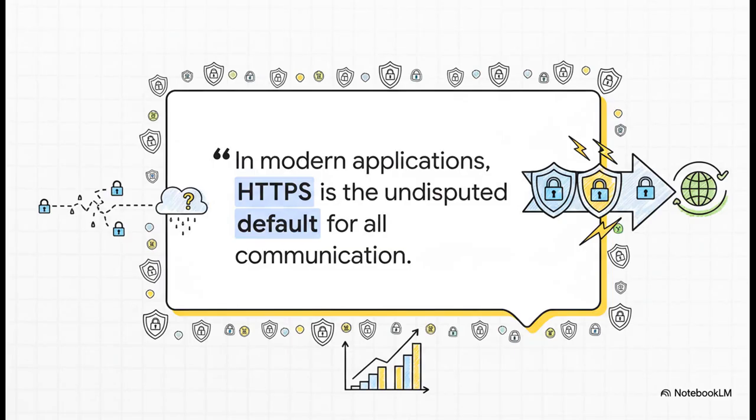So the journey has been pretty incredible, right? We've gone from an insecure postcard to a system that's fast, resilient, and secure by default. And that brings us to the key takeaway. HTTPS is not a feature or a nice-to-have anymore. It's the absolute, undisputed default for everything we do online. Security is no longer optional, it's the very foundation.